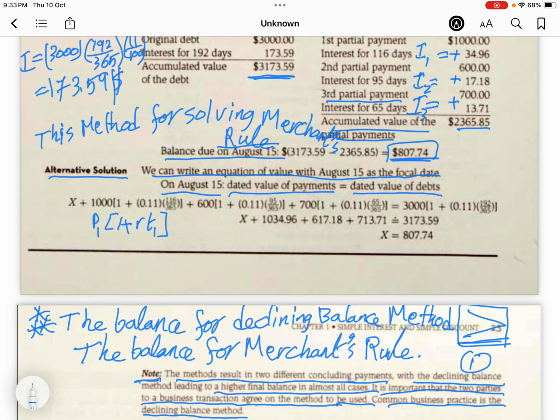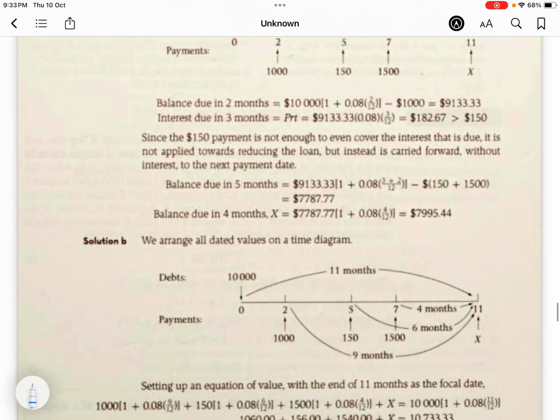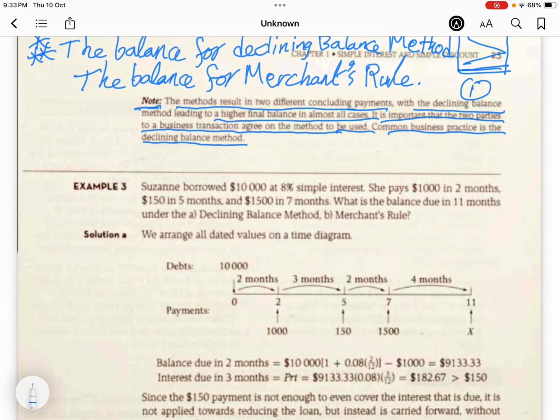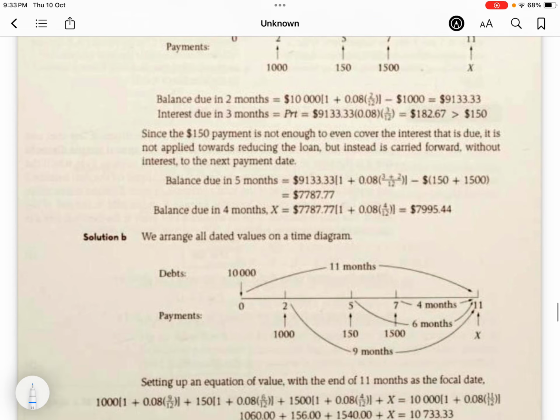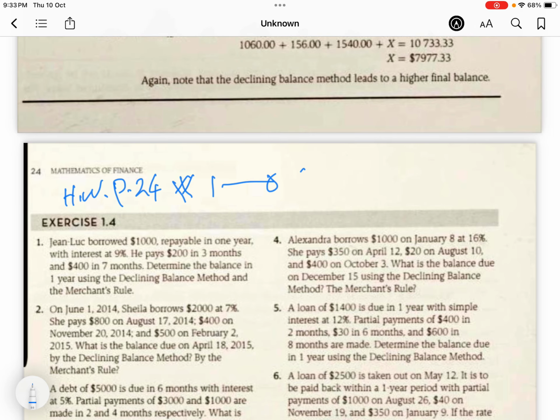Now in the next video we will discuss question number 3, solving it by the merchant rule and the declining method. Also the homework will be page 24, numbers 1 up to 6. They are all easy. I will solve two questions with you and the rest will be for homework.